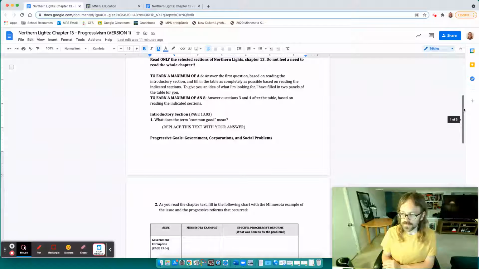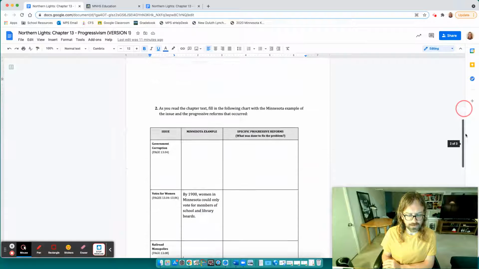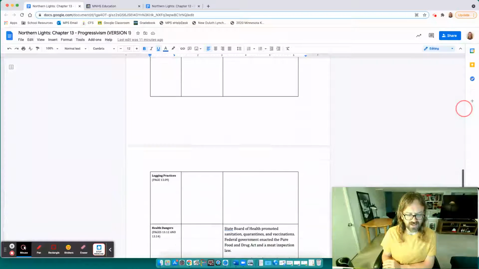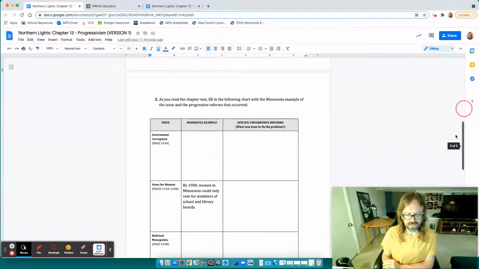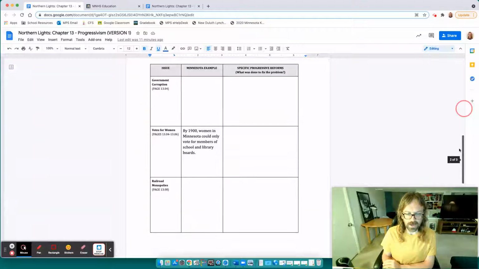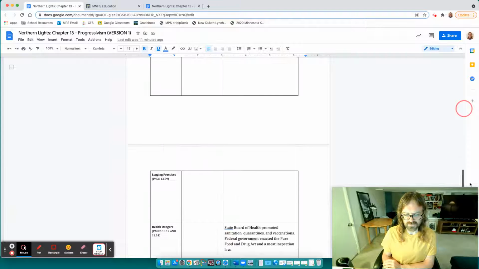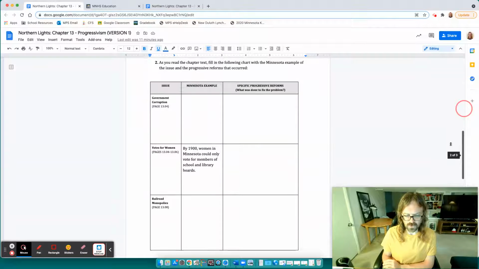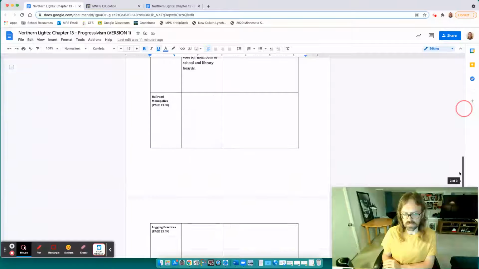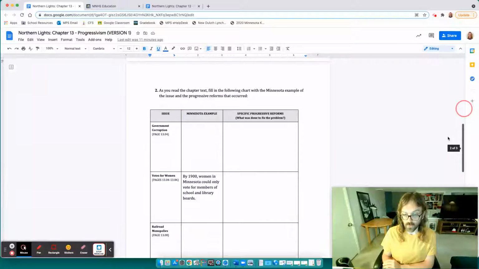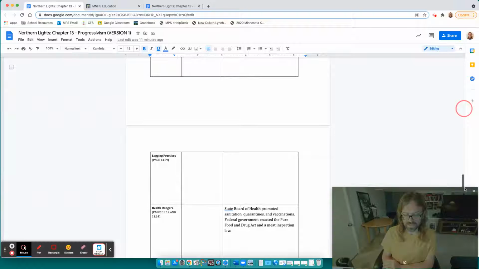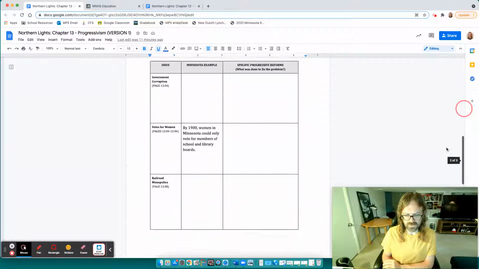Then you will continue on, and you'll see there's a table that tackles 5 different progressive issues. You're going to fill it in by identifying what the Minnesota example was, and then what was done specifically to fix it. I've pre-filled in a couple to give you an idea of what I'm looking for. For votes for women, I already added the Minnesota example, and for health dangers, I already added the progressive reforms. You'll notice in both cases, I'm being very specific. So try to be as specific as possible.